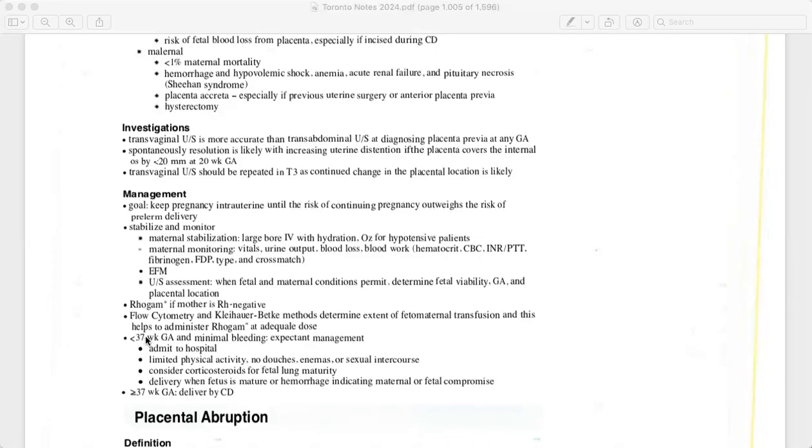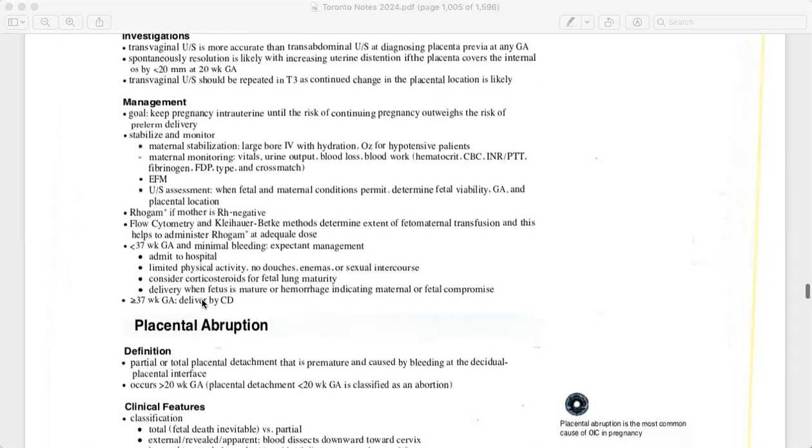Then if this is less than 37 weeks, admit to the hospital, limited physical activity, corticosteroids for lung maturity, because anytime the delivery could happen, and deliver when the fetus is mature or when hemorrhage indicates. So then you are going to deliver. And after 37 weeks, definitely cesarean delivery. Not the normal delivery, cesarean delivery, deliver by the cesarean. Okay.